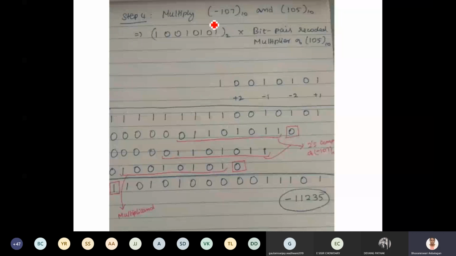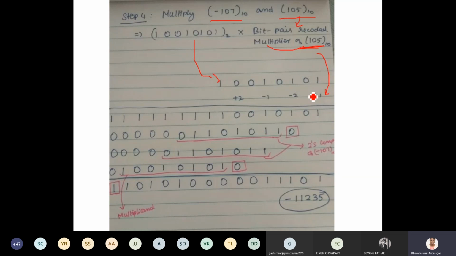What I have to do? The multiplicand is there, multiplier is there. I am not going to simply multiply with the binary equivalent of this multiplier. Instead, I am going to multiply with the bit pair recoded multiplier of what value? 105. The multiplier is nothing but 105. So this is going to be 107 coming here. This bit pair recoded multiplier is going to be coming here. I am simply going to write it.